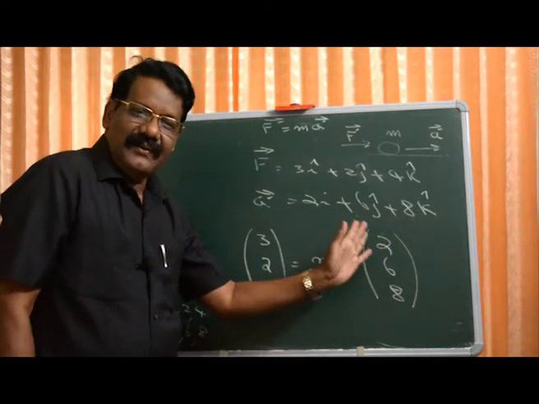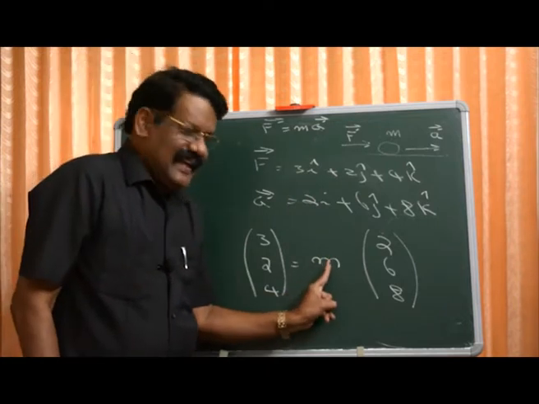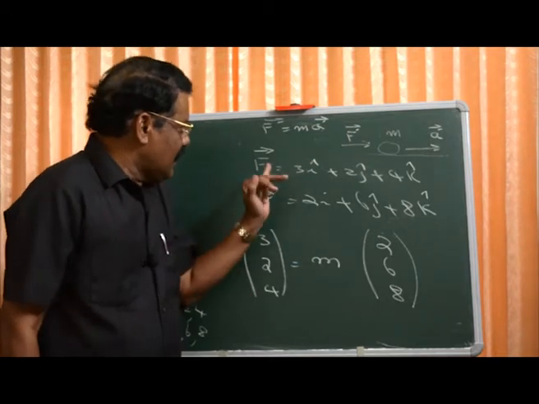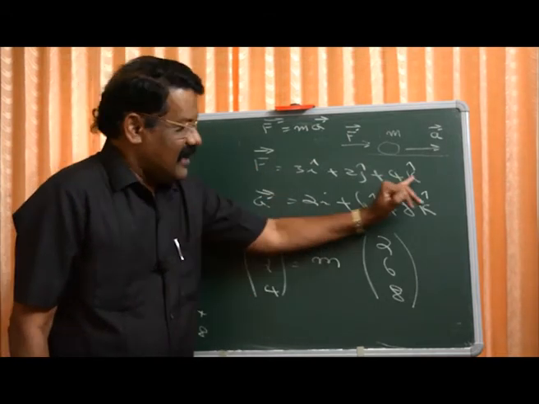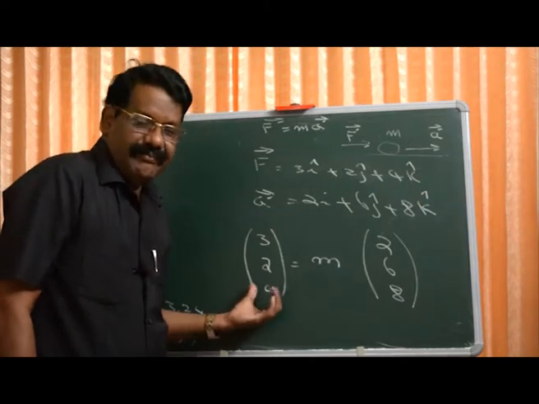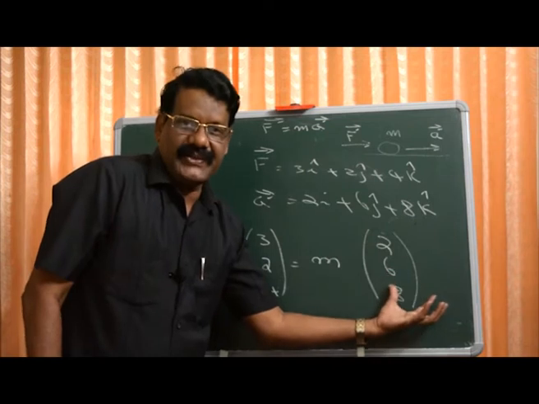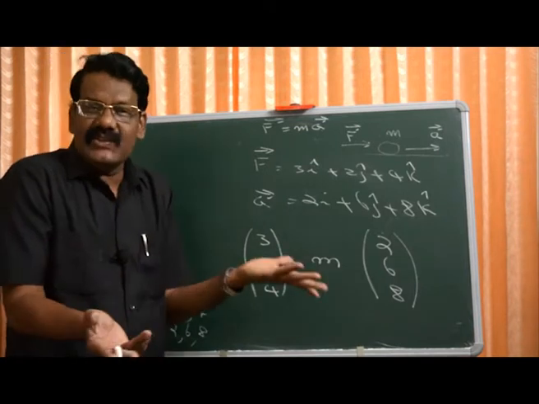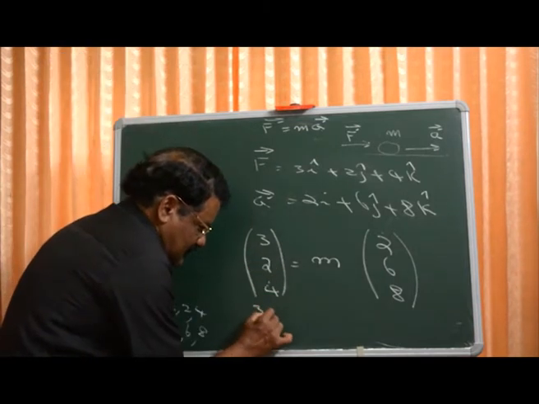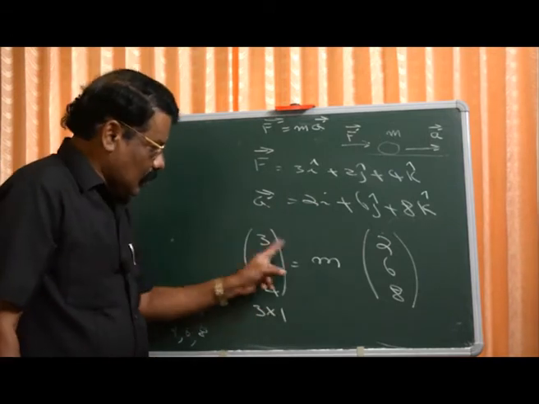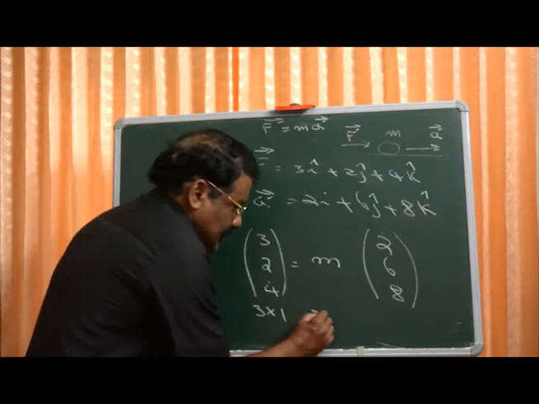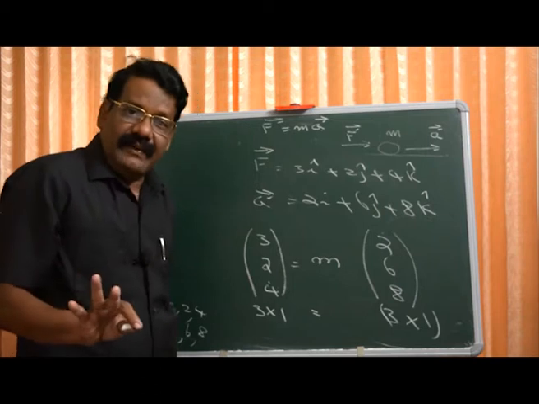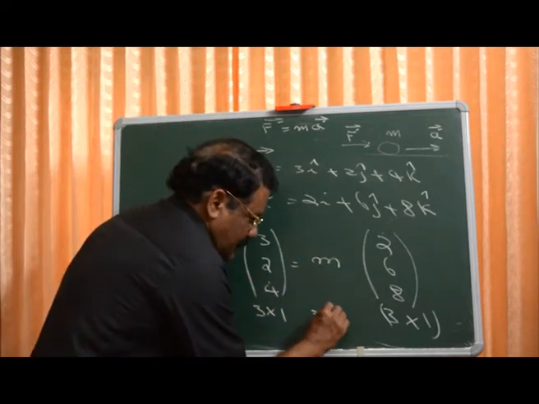This can be coupled only if M is a 3 by 3 matrix. The reason is I wrote F as a column matrix and A as a column matrix. So M must be a 3 by 3 matrix. The reason is obvious. It's a column matrix, 3 rows and 1 column, which is equal to another 3 rows and 1 column. And this will be satisfied provided this must be a 3 by 3 matrix.